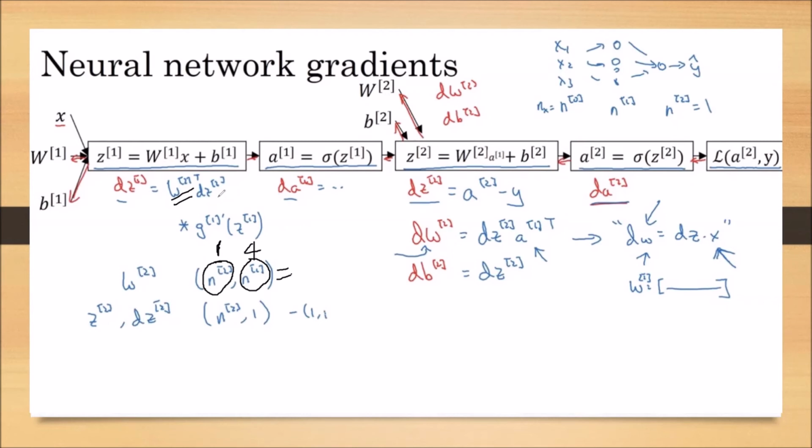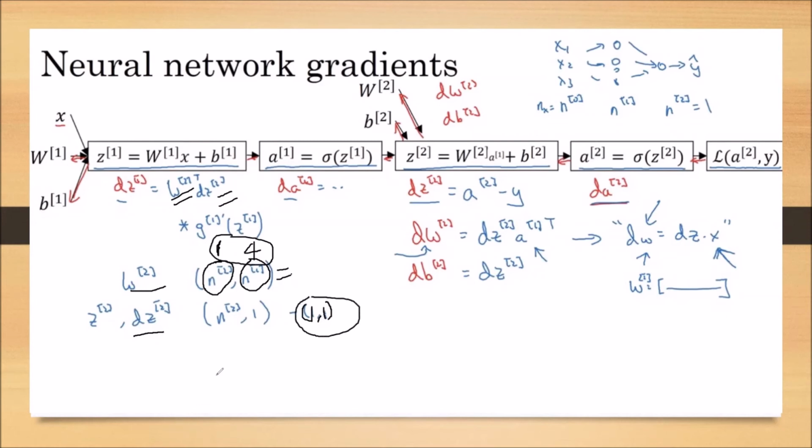Now what is this dz2? This dz2 is nothing but what we are calculating for the last layer activation unit. How many activation units are there in the last layer? Only one activation unit. So dz2 is a 1 by 1 matrix. Only one element is there in dz2. So we want to multiply W2 into dz2. How is it possible? One is a 1 by 4 matrix and another one is a 1 by 1 matrix.